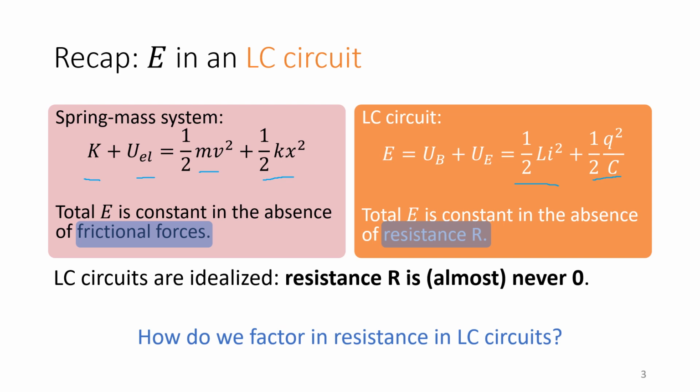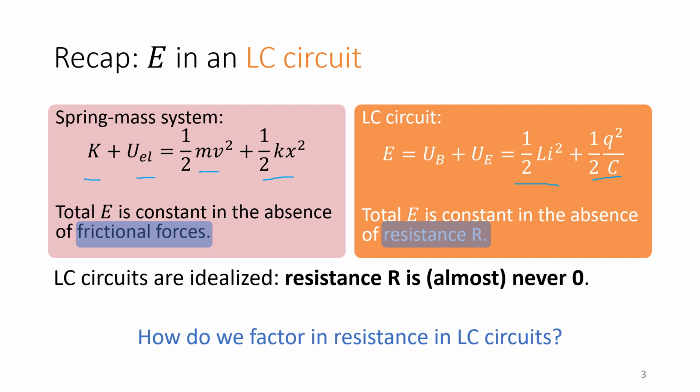Since power dissipated in circuits meant that energy was lost to heat, the loss of energy can then be attributed to resistance. Because way back in a couple of lectures ago, when we discussed circuits, the power through a resistor is basically power dissipated as heat. So it begs the question, how do we factor resistance into our LC circuits?